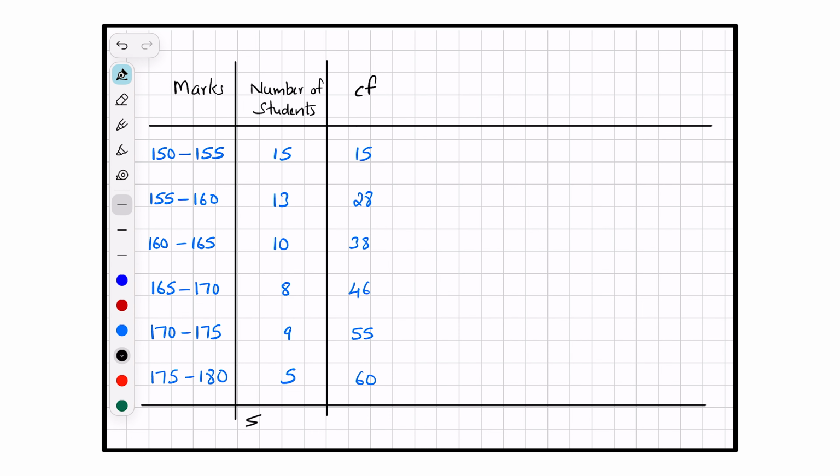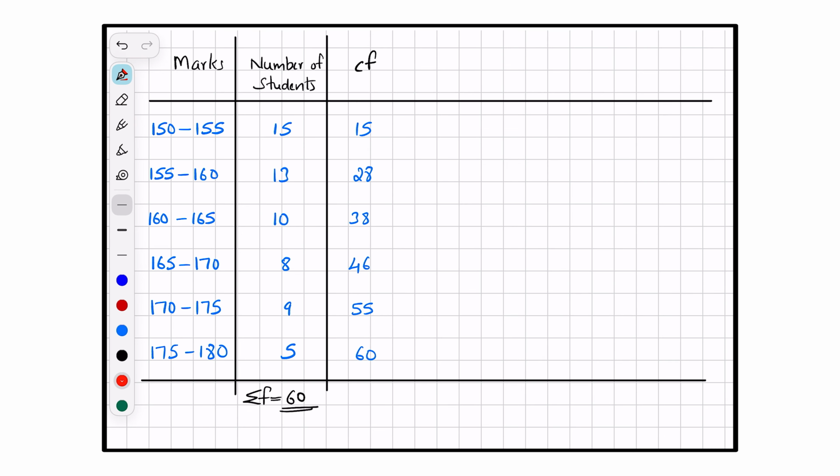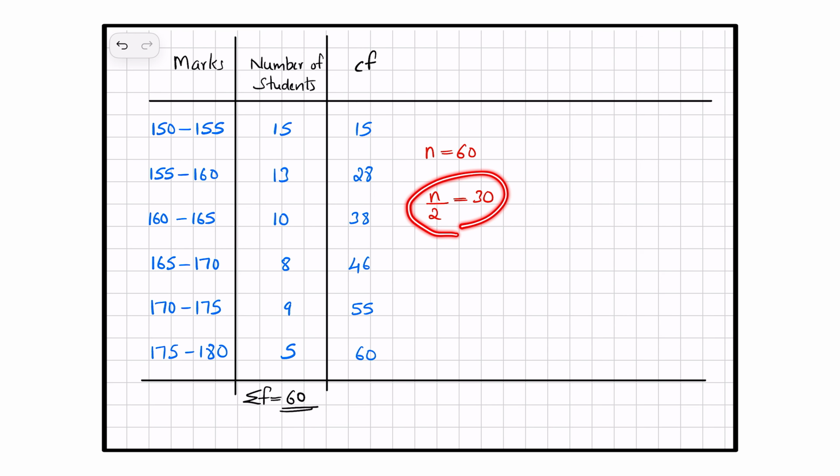We can also write that the summation of all these values is going to come as 60. This is going to be the same as this. Therefore, we have n as 60, or n by 2, which is the midpoint, will be 30. So where will be the 30th value? The 30th value will be between 28 and 38. Therefore 160 to 165 will be the median class.